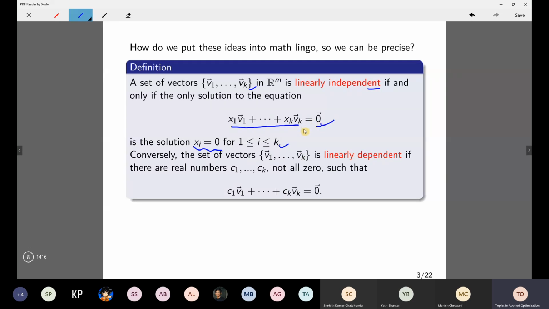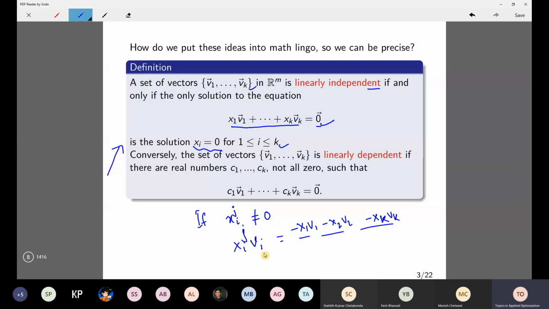Because if not, if one component of the xi is not equal to 0, then we can always write one of the vectors as a linear combination of the others. For example, let us say the coefficient xi, which I denote by j, is not equal to 0. This is the converse thing that we are writing now. So this would mean that xi vi is equal to the remaining vectors, which is minus x1 v1 minus x2 v2 and so on, minus xk vk.